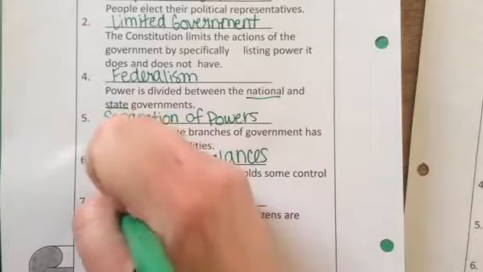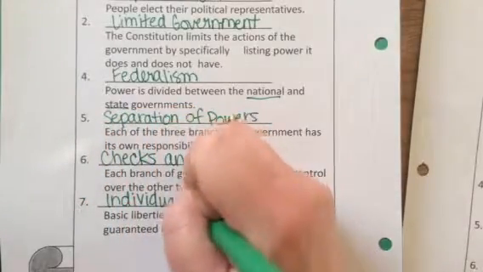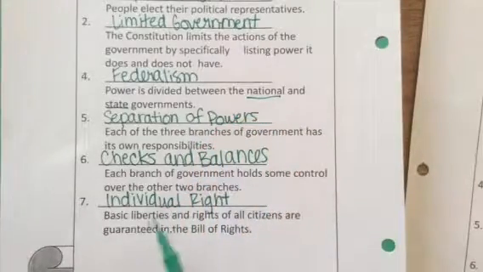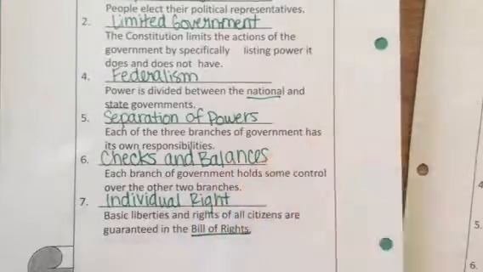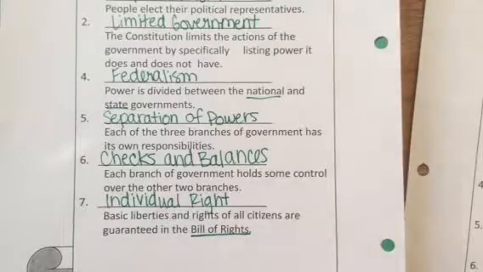Also, a basic principle of the Constitution is individual rights. Not only do states have rights, groups have rights, and then also individuals. And this includes the Bill of Rights. Sometimes this is called unalienable rights, but pretty much we're going to pull apart the Bill of Rights on the opposite side of this paper.